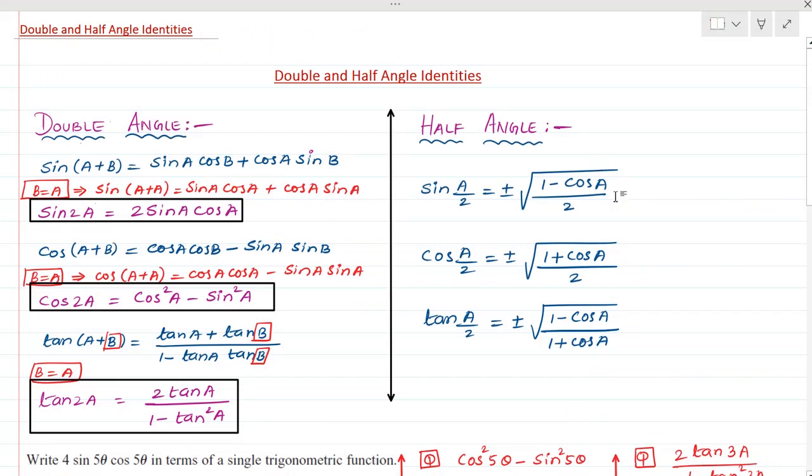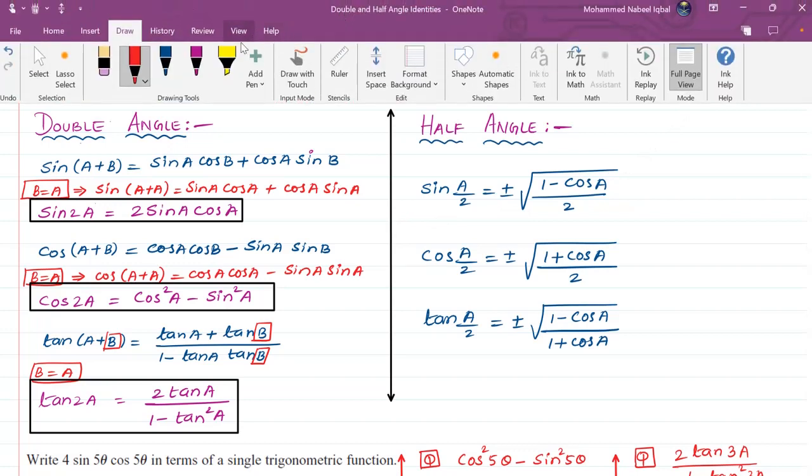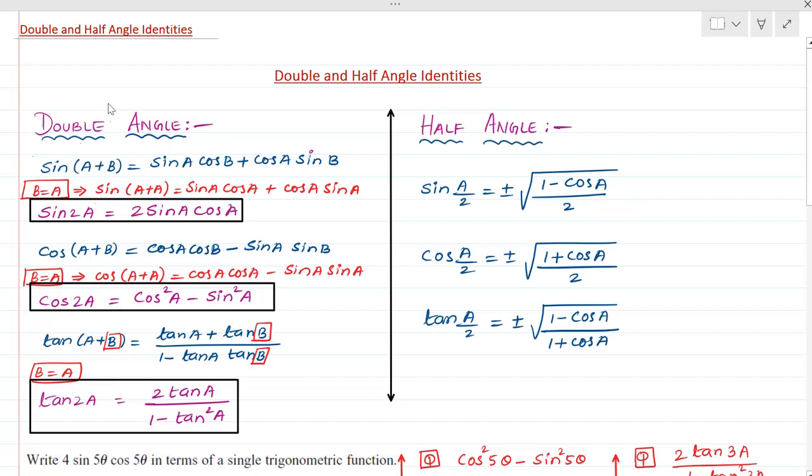In this video, we are going to discuss the double and half angle formulas. We can derive these formulas from the sum of trigonometric functions. If you take sine of alpha plus beta, or sine of A plus B, it is equal to sine A cosine B plus cosine A sine B.